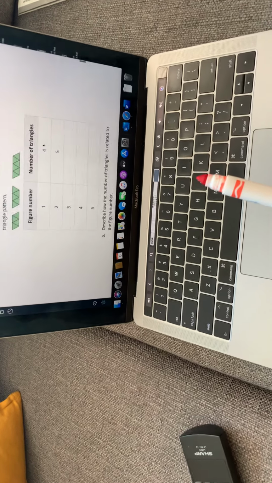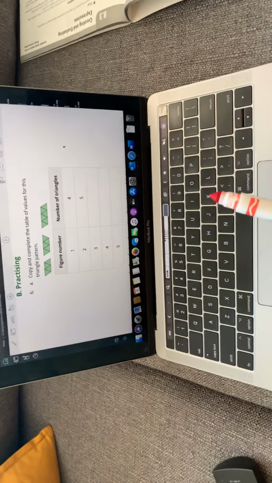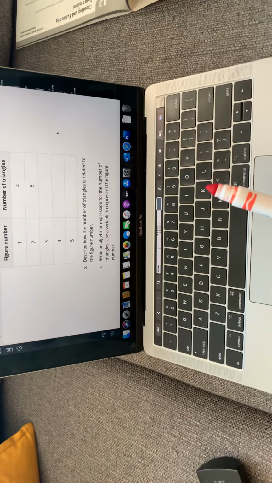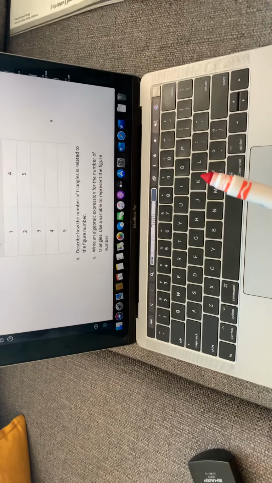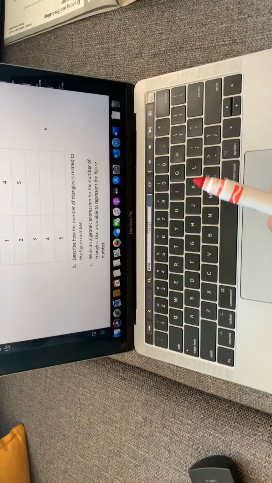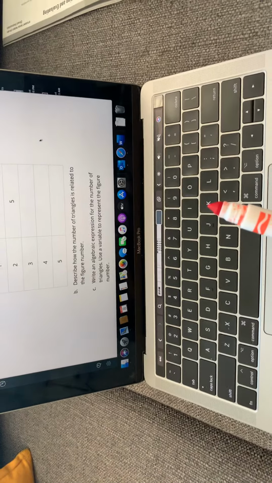Number 6. Copy and complete the table of values for this triangle pattern. Describe how the number of triangles is related to the figure number, and then write an algebraic expression for the number of triangles. Use a variable to represent the figure number. Got it. All right.